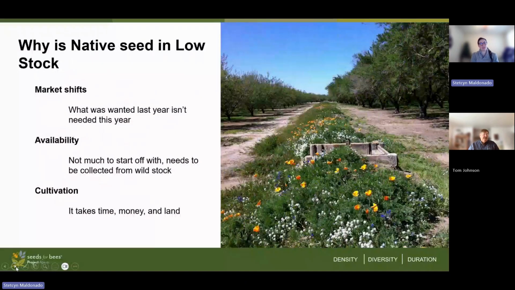So availability: sometimes there's not much seed to start off with. It makes a lot of sense to grow something, but you have to have the seed to plant it. And that seed could be difficult to get a hold of. It could be difficult to sprout and cultivate. And a lot of that could be that there might be a requirement to collect it from wild stock.